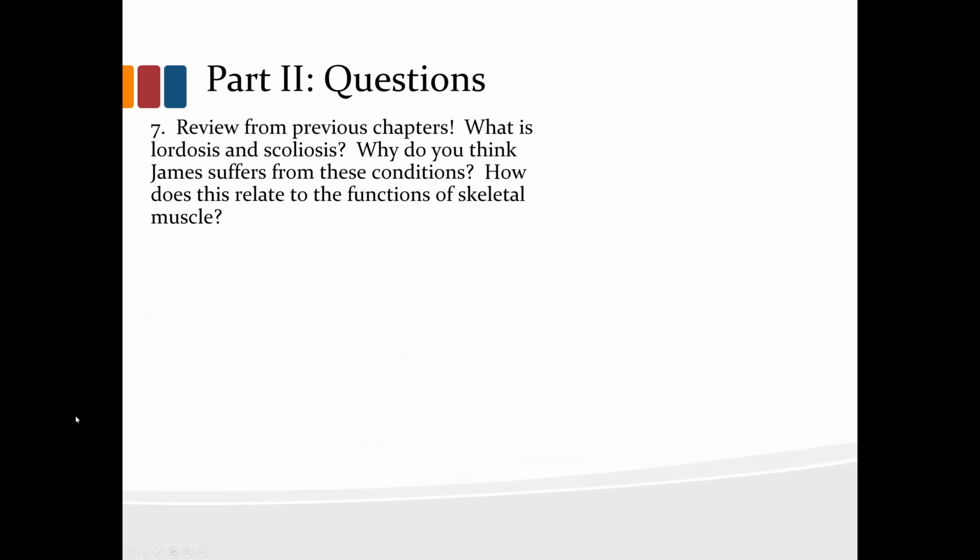Number 7, review from previous chapters, because we love to go back and remember and connect the dots. What is lordosis and scoliosis? Why do you think James suffers from these conditions? How does this relate to the functions of skeletal muscle?